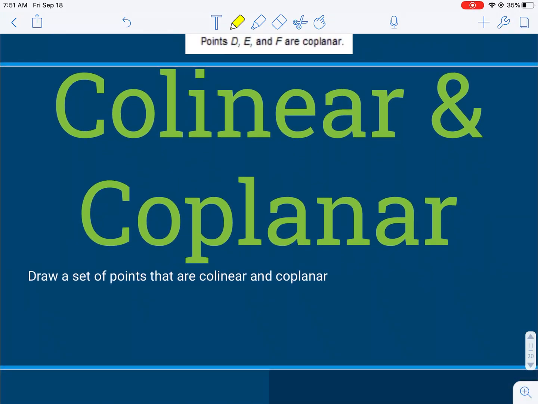So I'm asked to draw a set of points that are both collinear and coplanar. So I'm going to start with my plane. And then I'm going to draw on my line. And I'm just going to put some points that are on that line and within that plane. Beautiful.